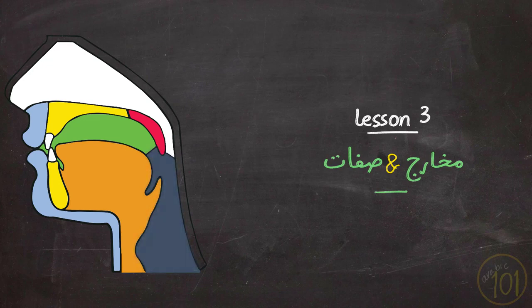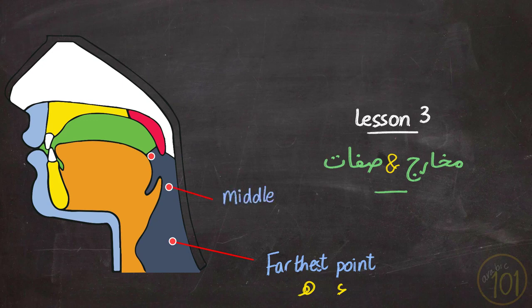Al-halq. The throat has 3 articulation points. The farthest point, from which come hamza and ha. These 2 were discussed last lesson. Then we have the middle point and the nearest point. Today's main focus is the middle point of articulation. From this area, we pronounce 2 letters. They are ha and ayn.